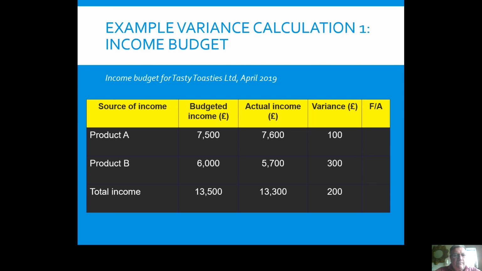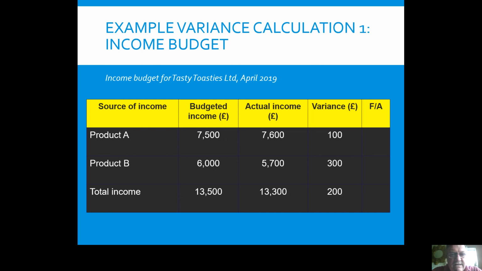So what we've got here is a Toasties sandwich shop, and it has 2 sources of income. Product A, let's say cheese and ham. Maybe product B is a vegetarian option, and then you add A to B, which gives you the total. So for product A, we had hoped to earn £7,500 worth from these sandwiches. We actually earned 7,600. In the next column, we write the variance, which is 100.